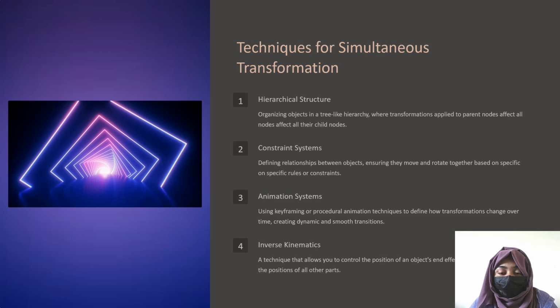Next is inverse kinematics: a technique that allows you to control the position of an object and affects the position of all the other parts. If one side's position is controlled, then the other side's positions are simultaneously controlled. It is similar to the hierarchical structure: one part is affected, and the other parts are automatically affected and follow the same thing done for the first one. If one position is moving, then the rest of the positions will move.